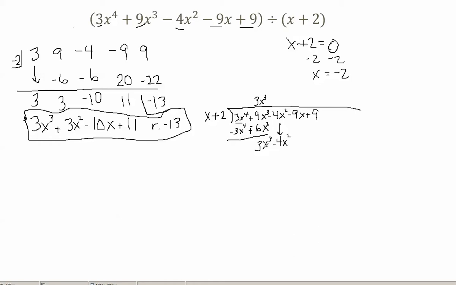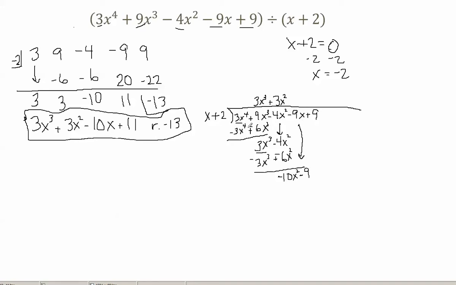All right, so you do the same thing. You take this first term, divide it by x, and you have plus 3x squared. 3x squared times x is 3x to the third. 3x squared times 2 is plus 6x squared. Now we switch the signs, and we now have negative 10x squared, and we're going to bring down minus 9.